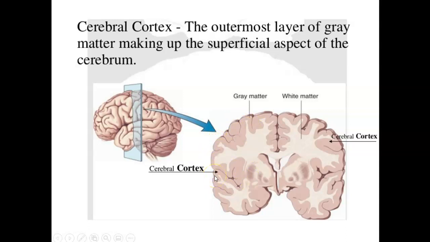So this portion out here, the surface portion that's gray, is called the cerebral cortex. And remember, cortex in anatomy usually refers to the more superficial parts of an organ. So here's the cerebral cortex. This is the cerebral white matter.